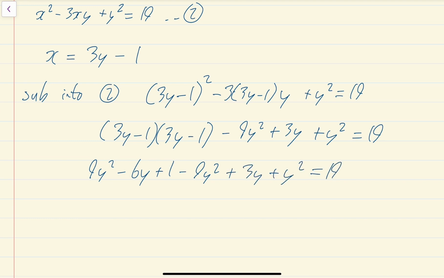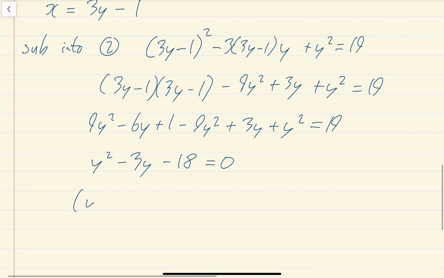Bring everything to one side. You're going to have 9y squared minus 9y squared disappears. You're just left with y squared. And then you've got minus 6y plus 3y will be minus 3y. And then what else do you have? 1 and then minus 19, which is going to be minus 18, is equal to 0.